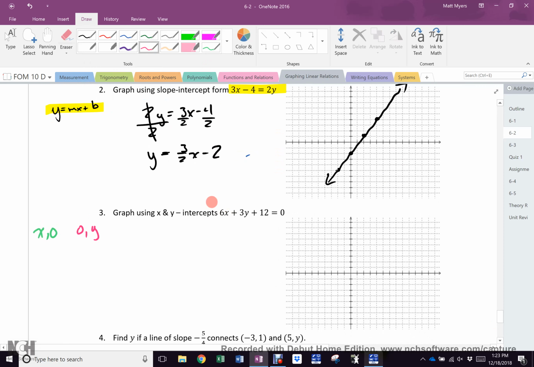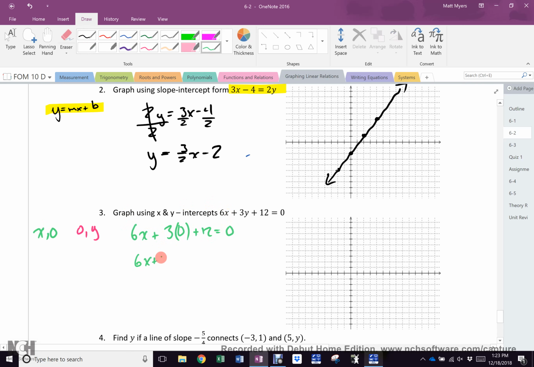Is 2 points enough? No. You need at least 3. So down 4, right 2. Down 1, 2, 3, 4, right 2. Or you can go up. Or you could have gone up 3 and left 2. Or up 4 and left 2, I mean.